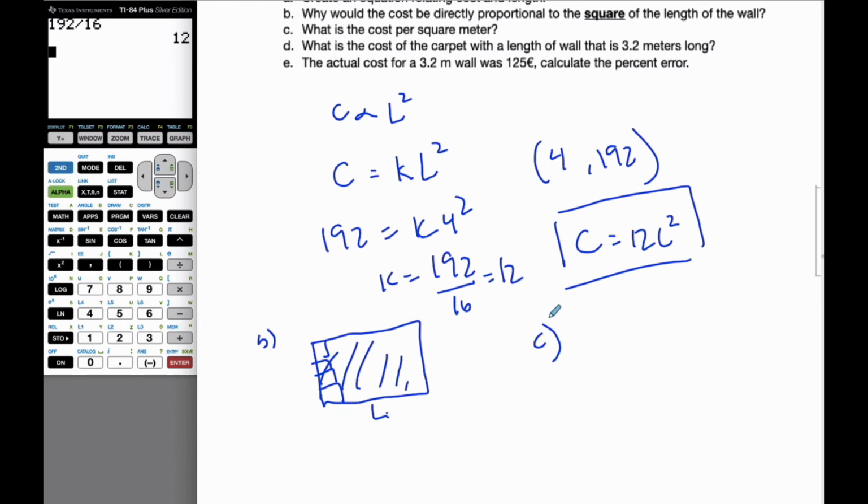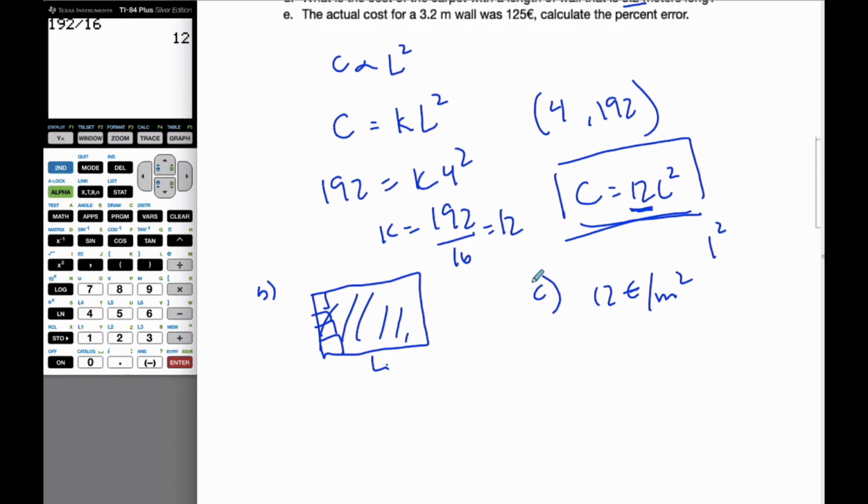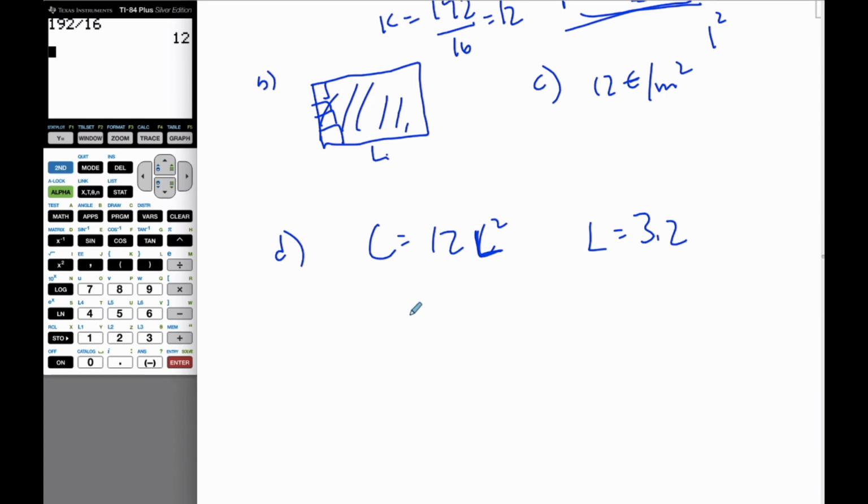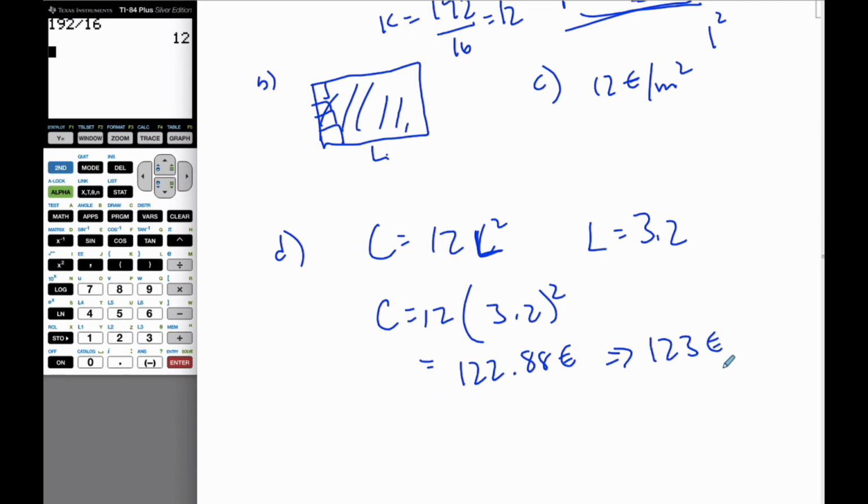It asks, what is the cost per square meter? Well, if I read this equation, if L is 1, it's 1 squared, so it's 12 euros per meter squared. That's how to read this equation. Now, what is the cost of the carpet with a wall length of 3.2 meters? We use our equation, C is equal to 12L squared, and I'm looking for when L is equal to 3.2. I just plug it into my equation, which was the point of making the equation, and in my calculator that's 122.88 euros. If I round that to 3 significant figures, it's 123 euros.